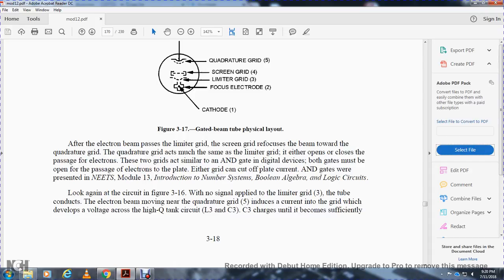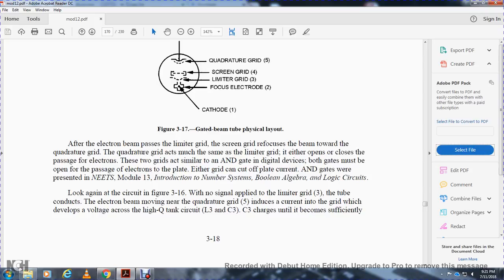After the electron beam passes the limiter grid, the screen grid focuses the beam toward the quadrature grid. The quadrature grid acts much like the limiter grid, either opening or closing the path of the electrons. The two grids act as the limiter and the gate, like a digital device. Both gates must be open for the electrons to reach the plate.